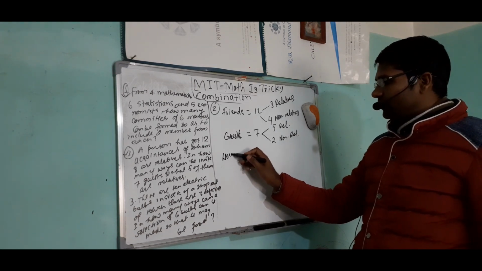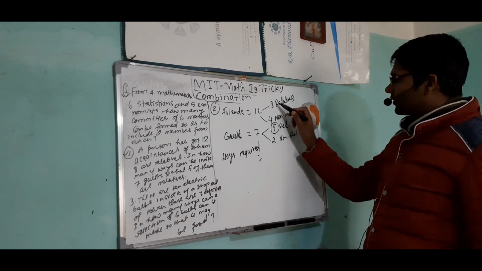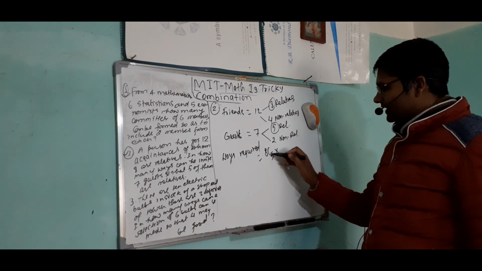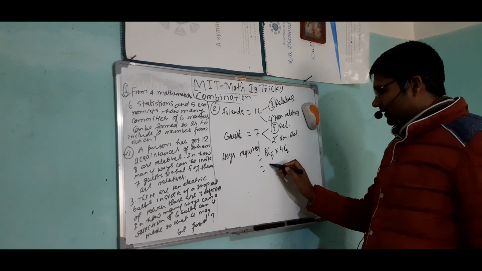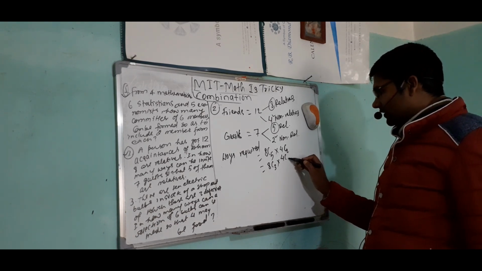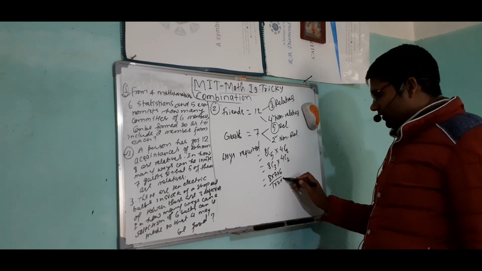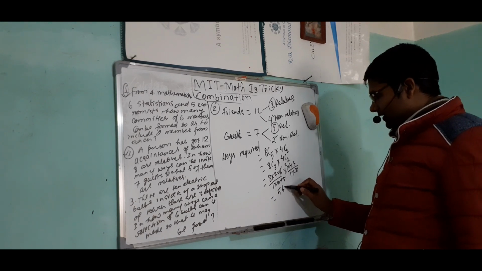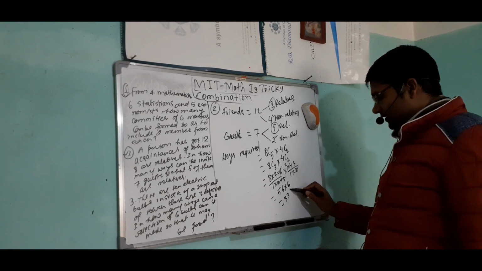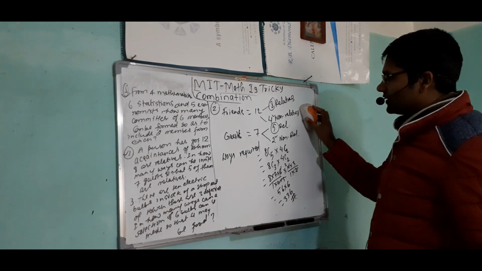So let's see here. The ways required will be simply: out of 8 relatives we have to choose 5, so it can be done in 8C5 ways. Out of 4 we can select 2 in 4C2 ways. So it will be simply 8C3 into 4C2. So the answer will be 8 into 7 into 6 by 1 into 2 into 3, into 4 into 3 by 1 into 2. So 6 and 6 cancel, it is here 2. So it is 56 into 6, which is 336. The total number of ways is 336. Okay, this is the solution for the second one.